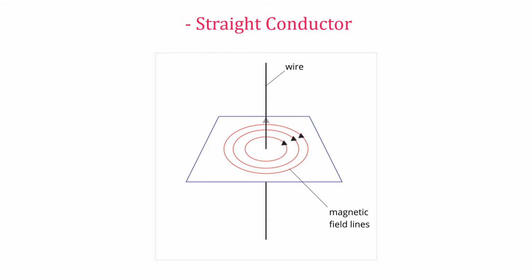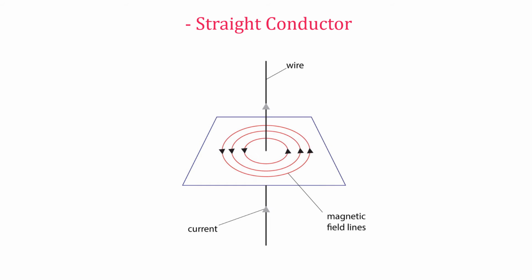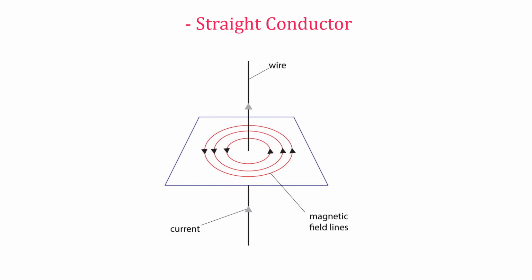The magnetic field has the following features. The magnetic field lines are circular. The field is stronger close to the wire. Increasing current increases the strength of the field. Given that the magnetic field lines are circular, how do you determine the direction of the field? We use the right-hand grip rule.